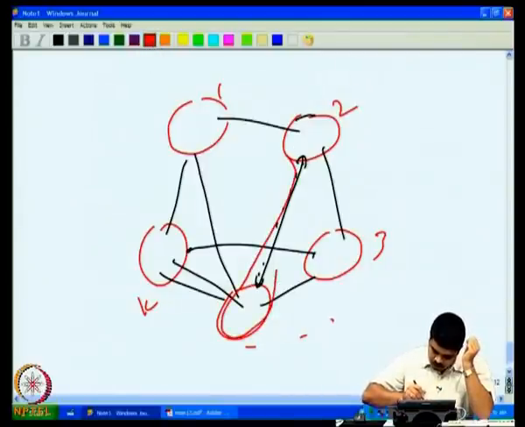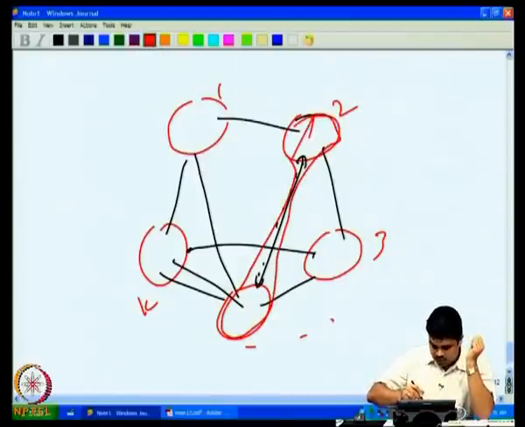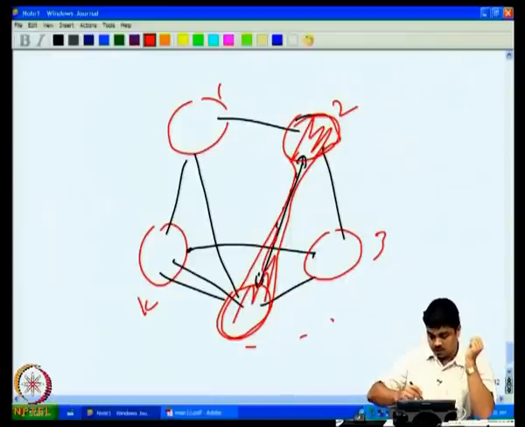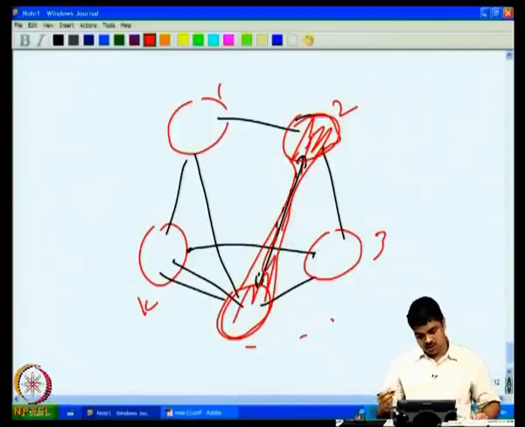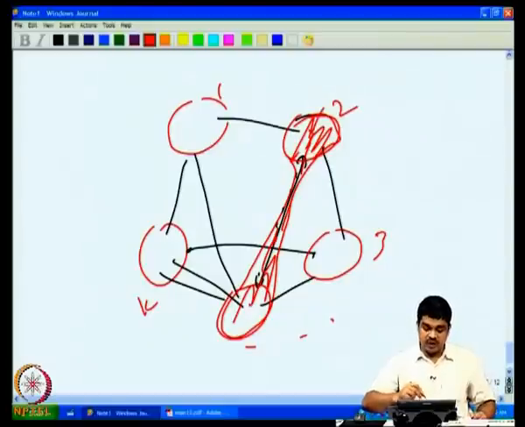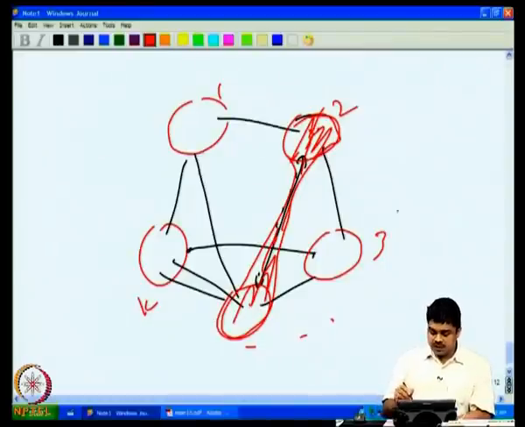Merge these two color classes, and you can make it a new color class together, because anyway there is no edge between them. Why do you want to give two different colors to the vertices of this and this? So therefore what we infer is between any two color classes there is an edge.